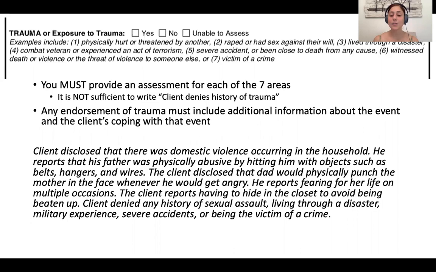Client denied any history of sexual assault, living through disaster, and so on and so on. So please do make sure to indicate that you've assessed for all 7 areas in this section, even if that is just listing off the ones that the client denied. If the client has endorsed certain experiences of trauma, elaborate briefly, only as much as necessary to complete the assessment. So that is it for this section.